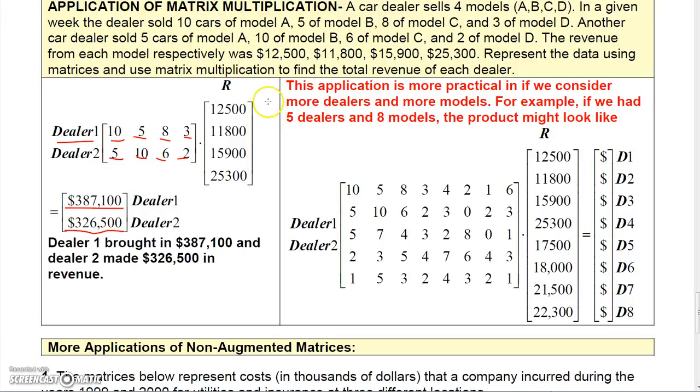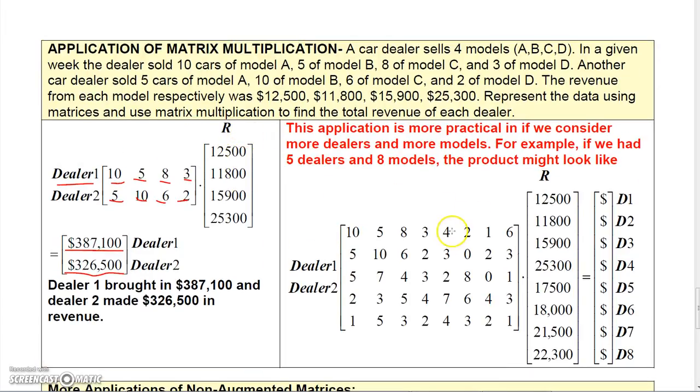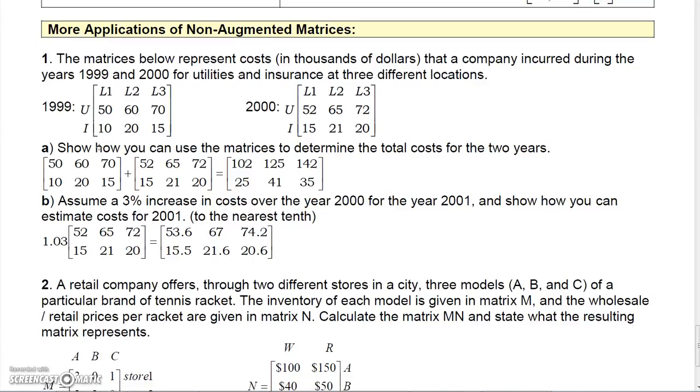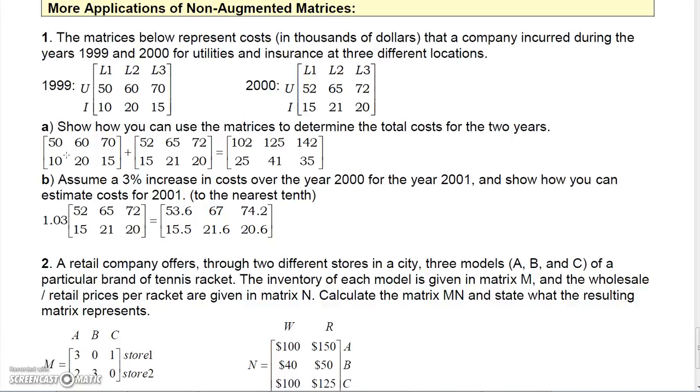Now this could be expanded to a larger problem here. Don't worry about trying to figure this out here, but you could expand this to more dealers and more models of cars if you wanted to. Okay, I'm going to leave you to pause the video and look at these last couple of examples, and you can work through them yourself and then see how I solved them. Read these last two examples, and then that'll pretty much be it on this section.